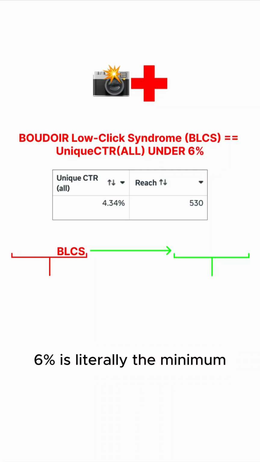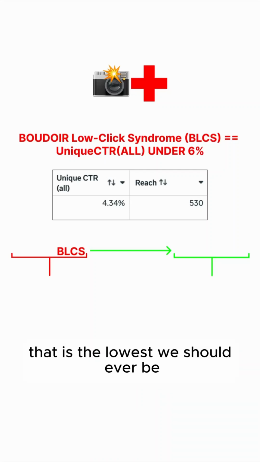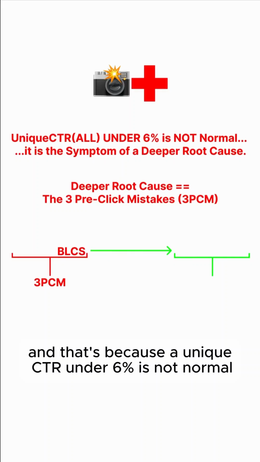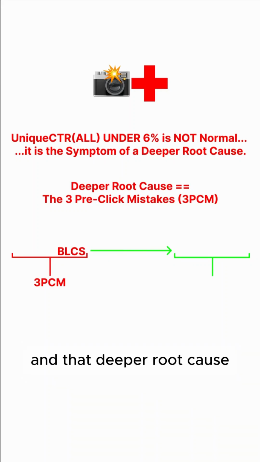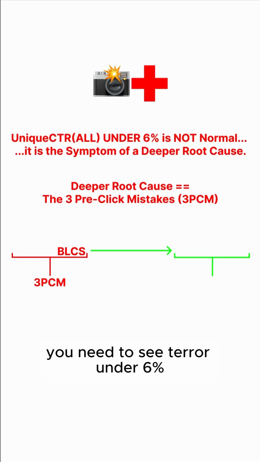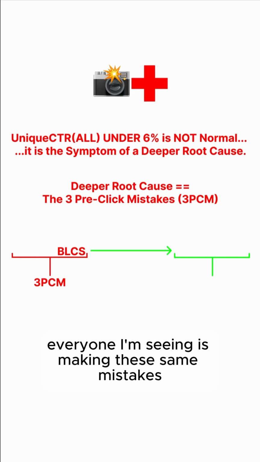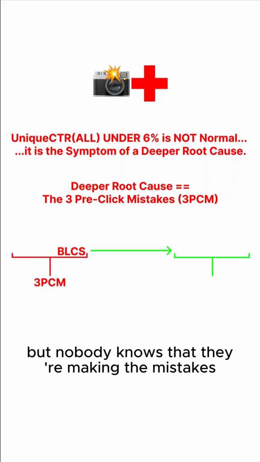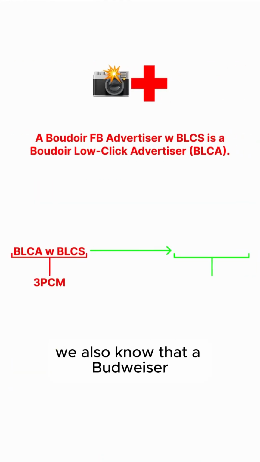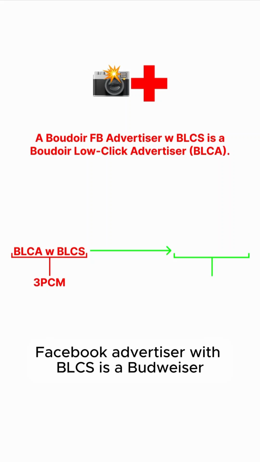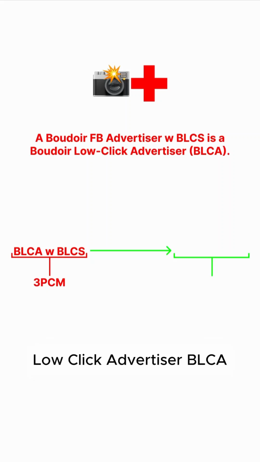6% is literally the minimum. That is the lowest we should ever be, and that's because a unique CTR under 6% is not normal. It is actually the symptom of a deeper root cause, and that deeper root cause is the 3 pre-click mistakes. Now, this is super common. Unique CTR under 6% is because everyone I'm seeing is making these same mistakes, but nobody knows that they're making the mistakes.